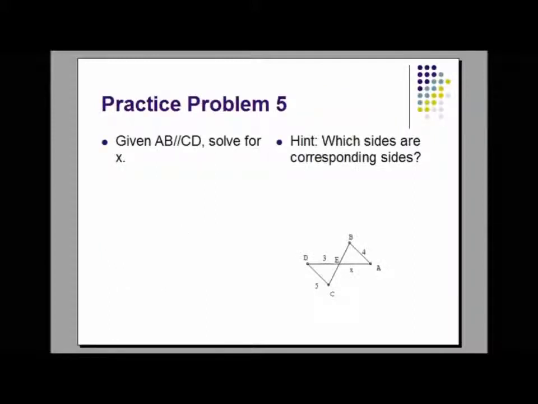Practice problem 5 gives us the triangle on the right side below. We're told that segment AB is parallel to segment CD, and we're asked to solve for x. Recall that your hint is which sides are corresponding sides.